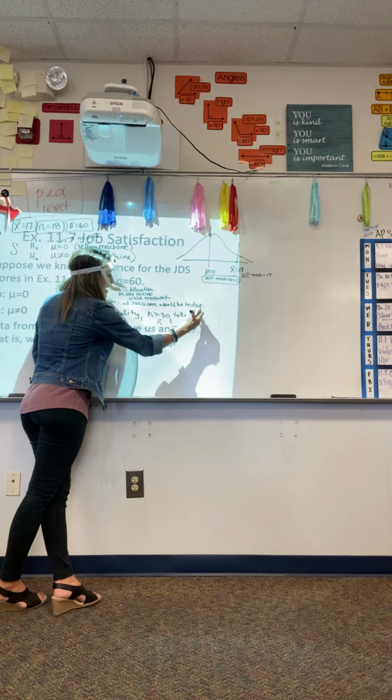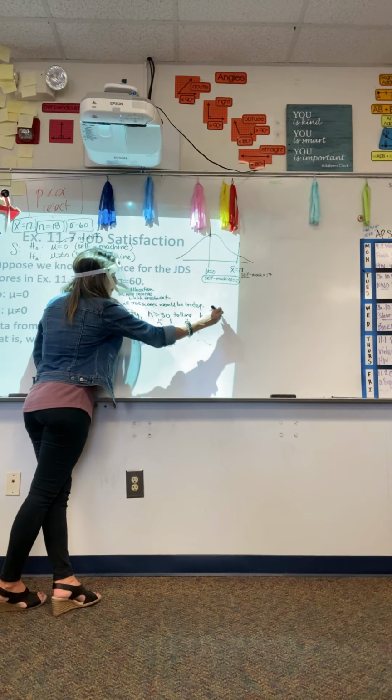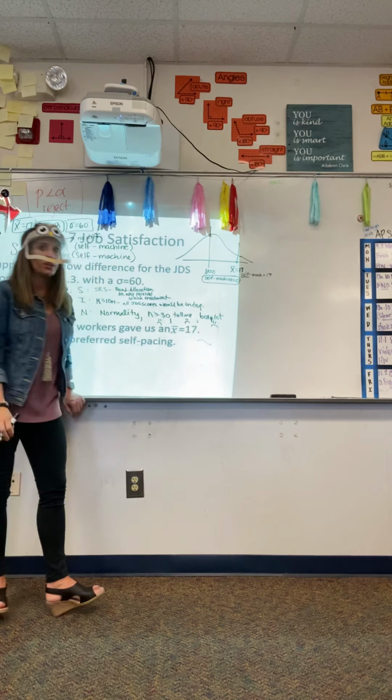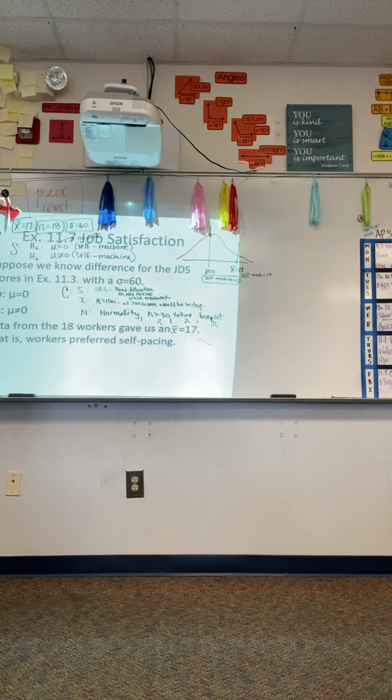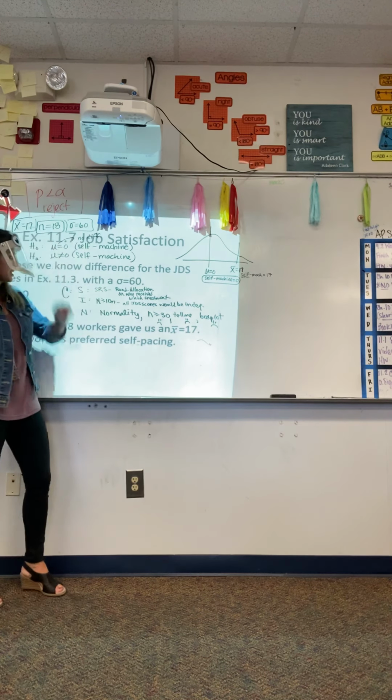If they gave me data, I could do a box plot. And they didn't tell me that either. So I'm really not sure if this is normally distributed or if they would have given me that information. Like I said, I could look at this example in the book.